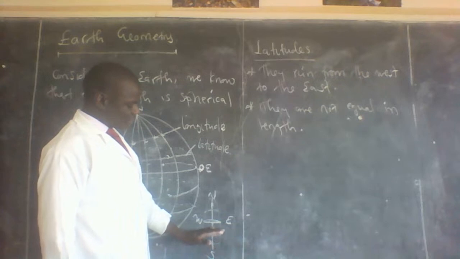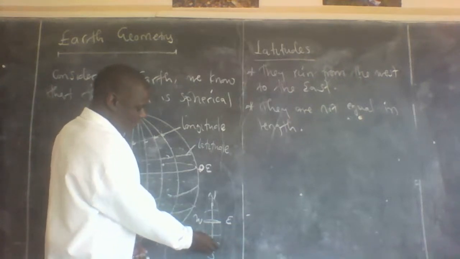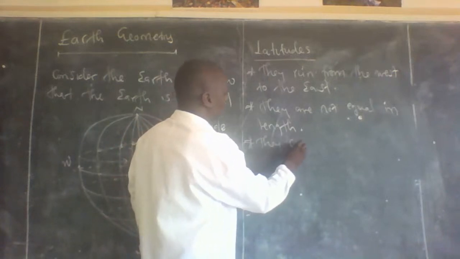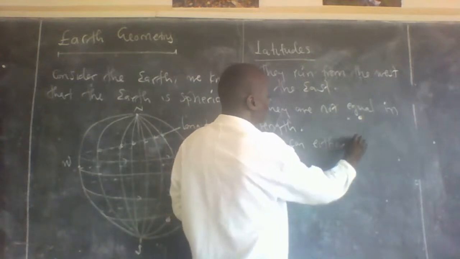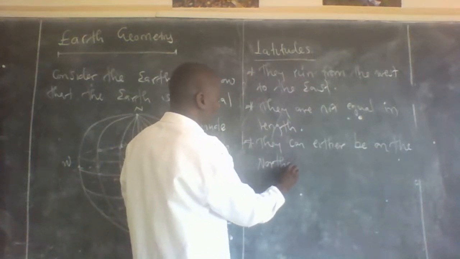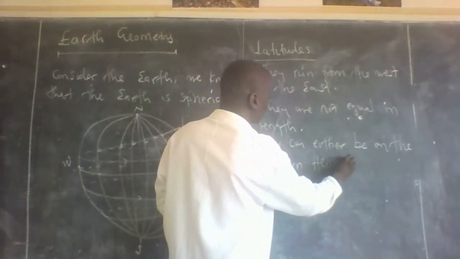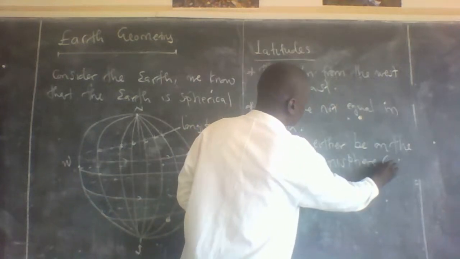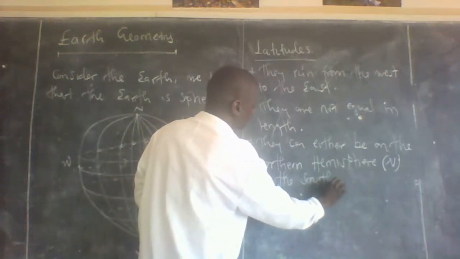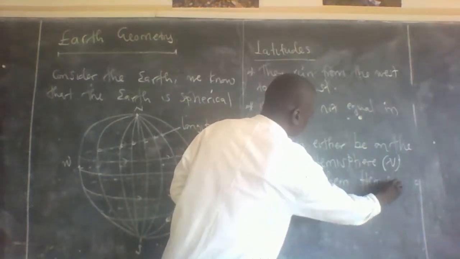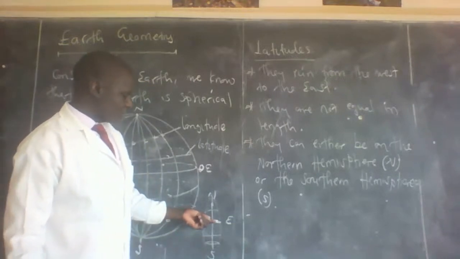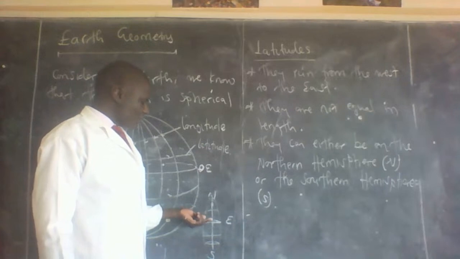And these ones that are down here in the southern hemisphere, we're going to say they are denoted by south. So we are saying they can either be on the northern hemisphere, and these ones are denoted by N, or the southern hemisphere, denoted by S.